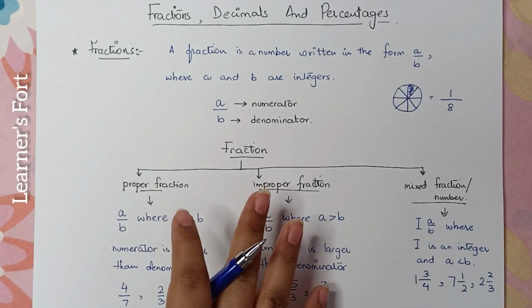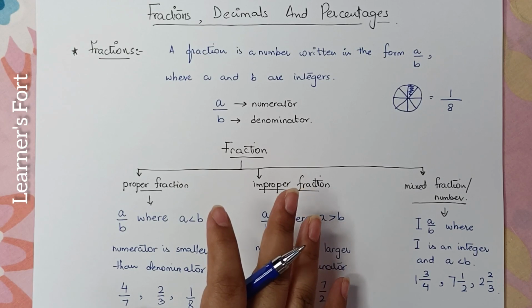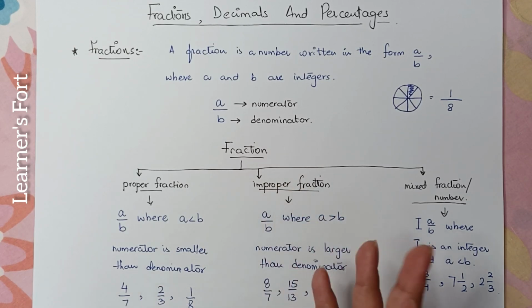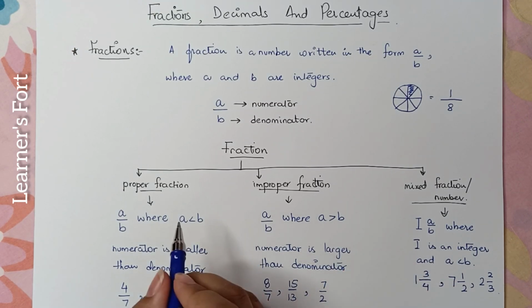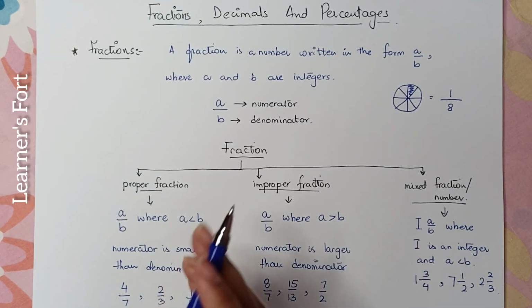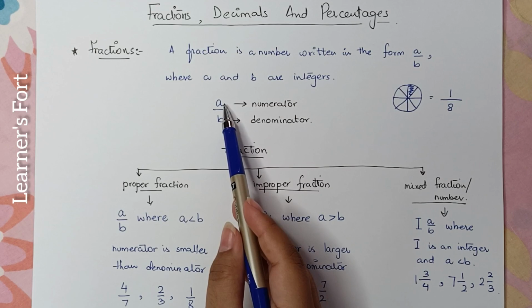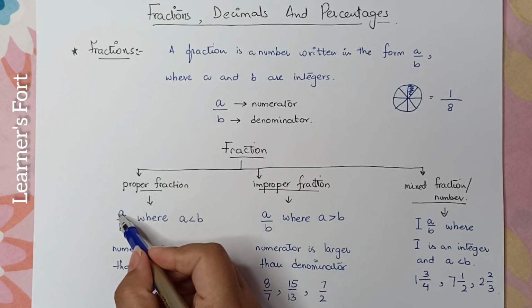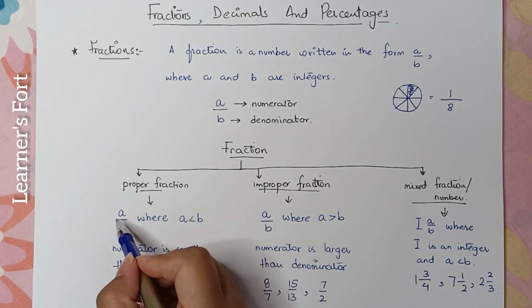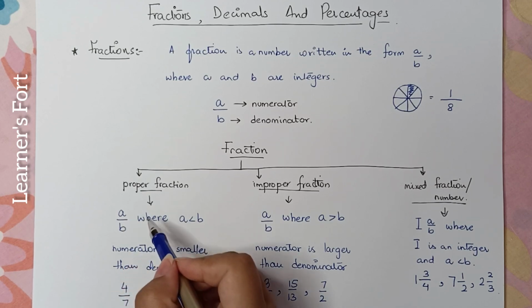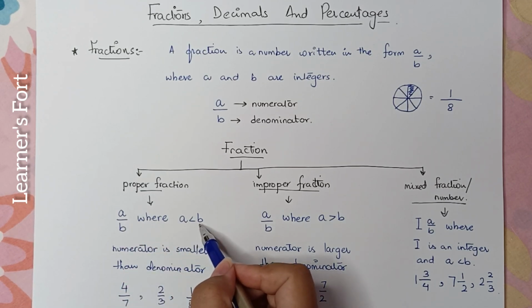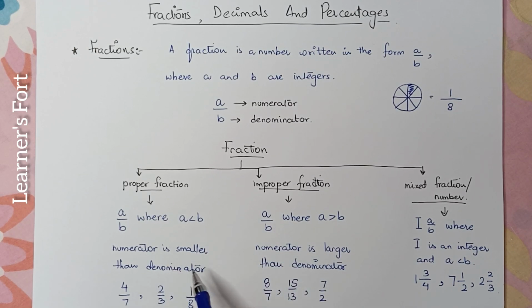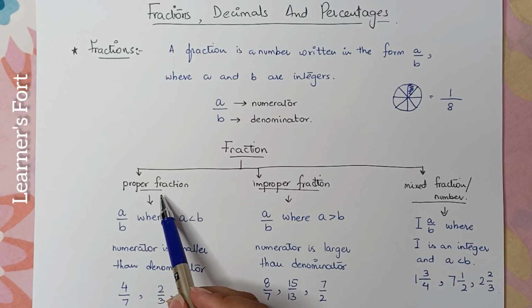I'm just going to recall all those previous concepts in this topic. Now, what is a proper fraction? In a proper fraction, when you write the fraction in the form of a upon b, the numerator a is smaller than the denominator, where a is smaller than b, it is known as a proper fraction.